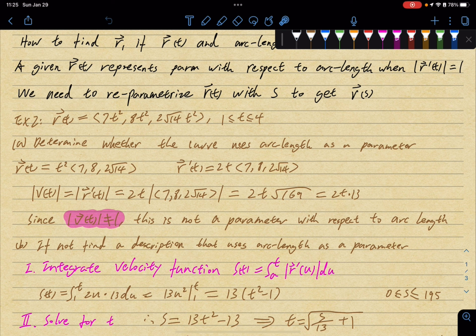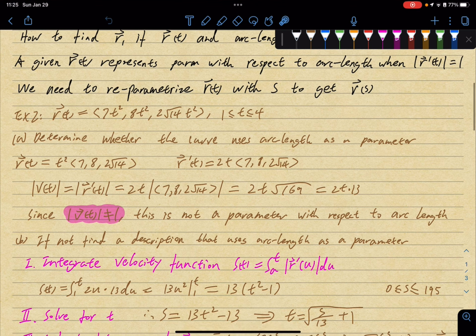So we have 2t times 13, right? T is a variable, you can change its value, so that means the magnitude of this first derivative is not a constant of 1. Because it's not a constant of 1, this is not a parameterization with respect to arc length, okay? So this is the way to tell whether it's parameterized with respect to arc length.